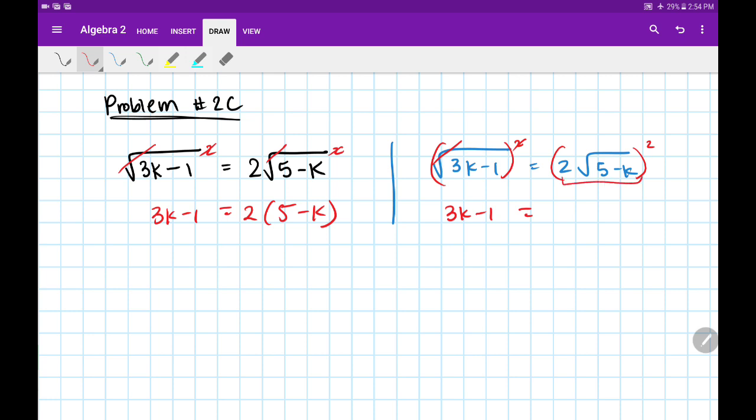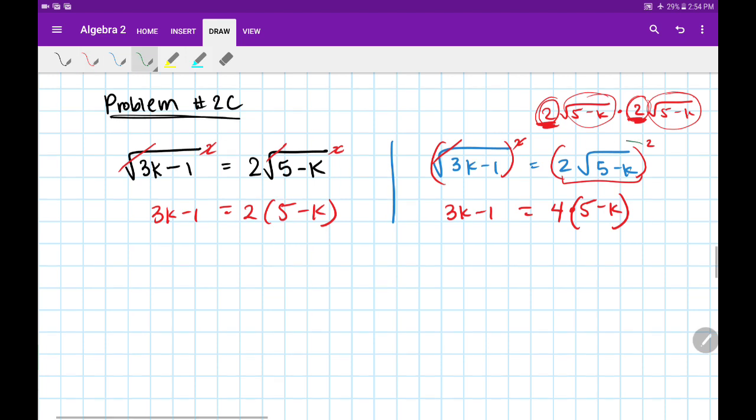But then this is really 2 root 5 minus k times 2 root 5 minus k. So not only is the 5 minus k going to escape from its radical sign because it's being multiplied by itself, but also the 2 has to get squared. So really there's a 4 out in front. So in a way, you can think about it as if this exponent is being distributed. And we get 2 squared, and also it cancels out. So you've got to be wary. Use your parentheses and make sure that you're applying the exponent to every factor.